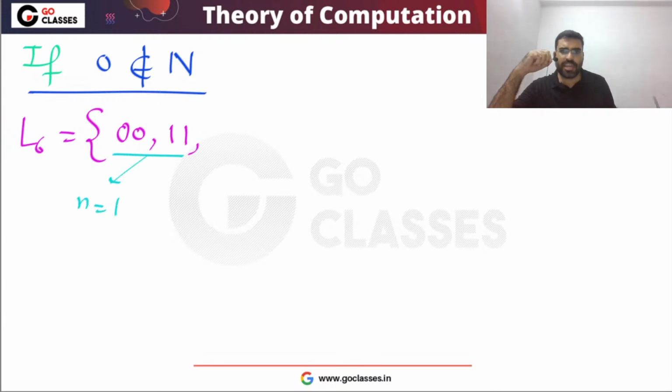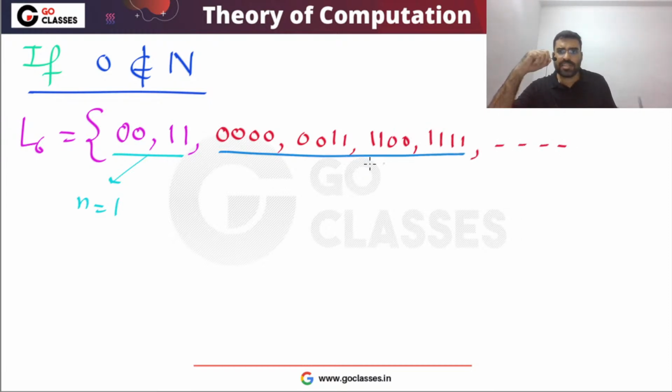This will happen when you put n equal to 1. And after that 0 0 0 0 0 0 1 1 1 1 0 0 1 1 1 1. These type of strings will come when you put n equal to 2. So if you assume 0 is not a natural number, then what will be the answer?